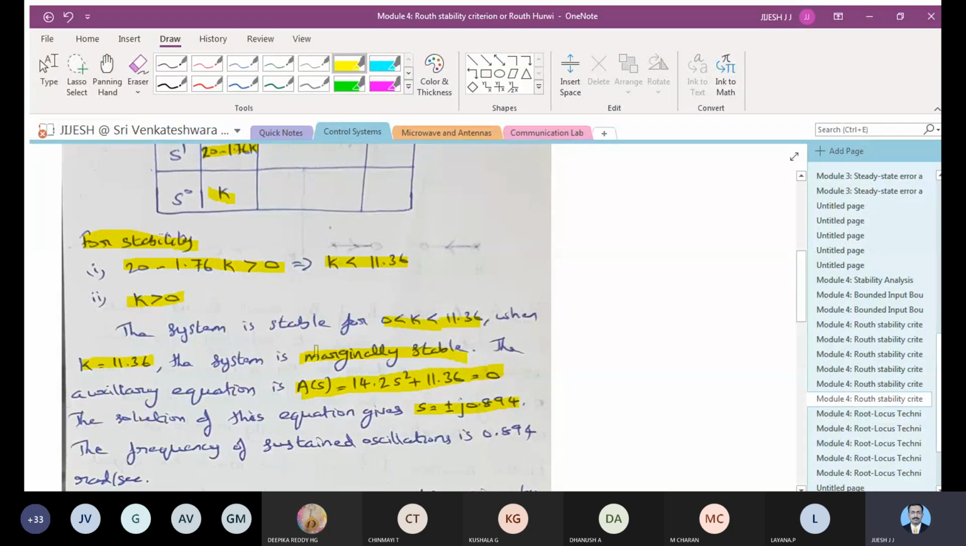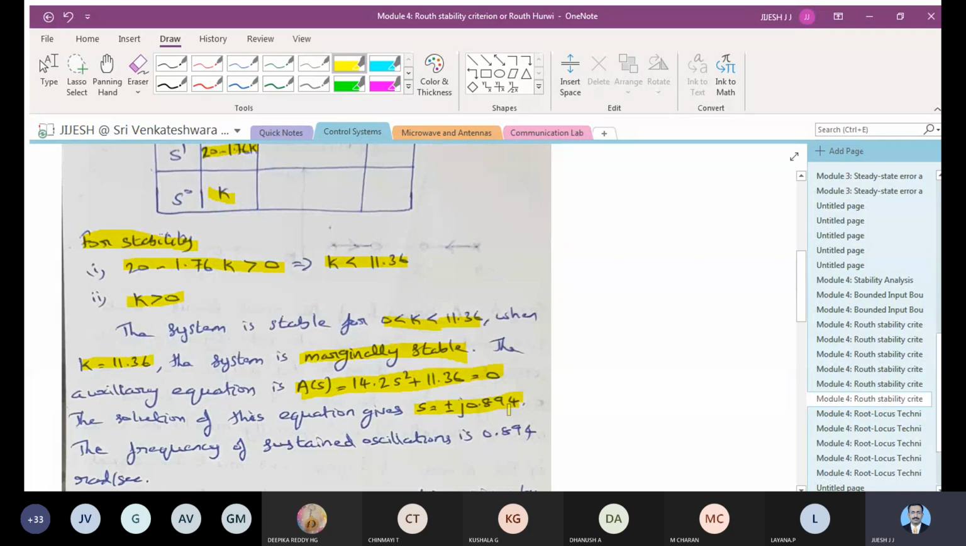So you are asked to see when the system will be stable and when the system will be marginally stable. The system will be stable when 0 less than k less than 11.36, and when k is 11.36, you can say that the system will be marginally stable because the entire row will become 0, and you have to write the auxiliary equation. And when you find the roots, like we have done in the previous problem, you can see that s will be plus or minus j 0.896, which lies on the j omega axis.